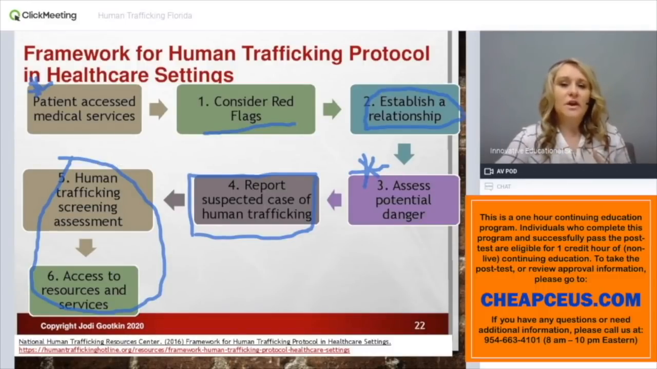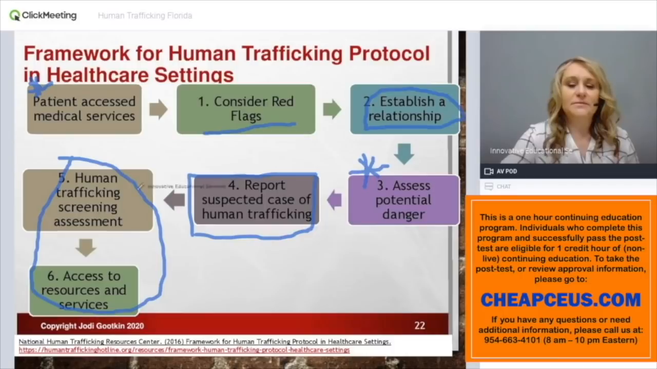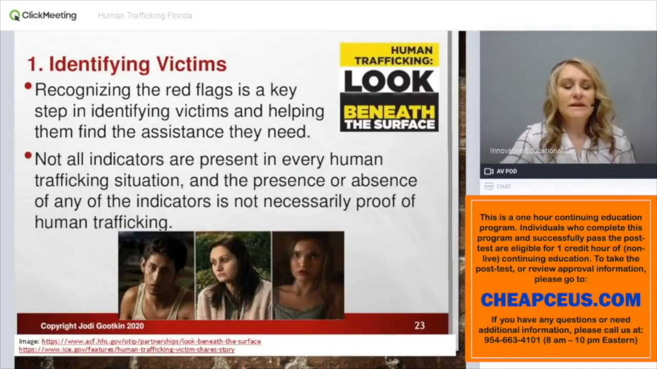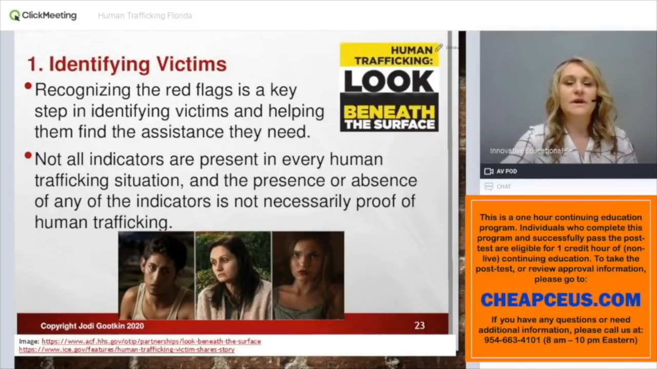Please remember that as a healthcare provider, it is not our role to be investigators. We just have an opportunity to identify these individuals, and we'll go over how you can make that connection to the appropriate agencies to help improve their circumstances. When we look at identifying victims, I think the Department of Health and Human Services' campaign really sums it up.